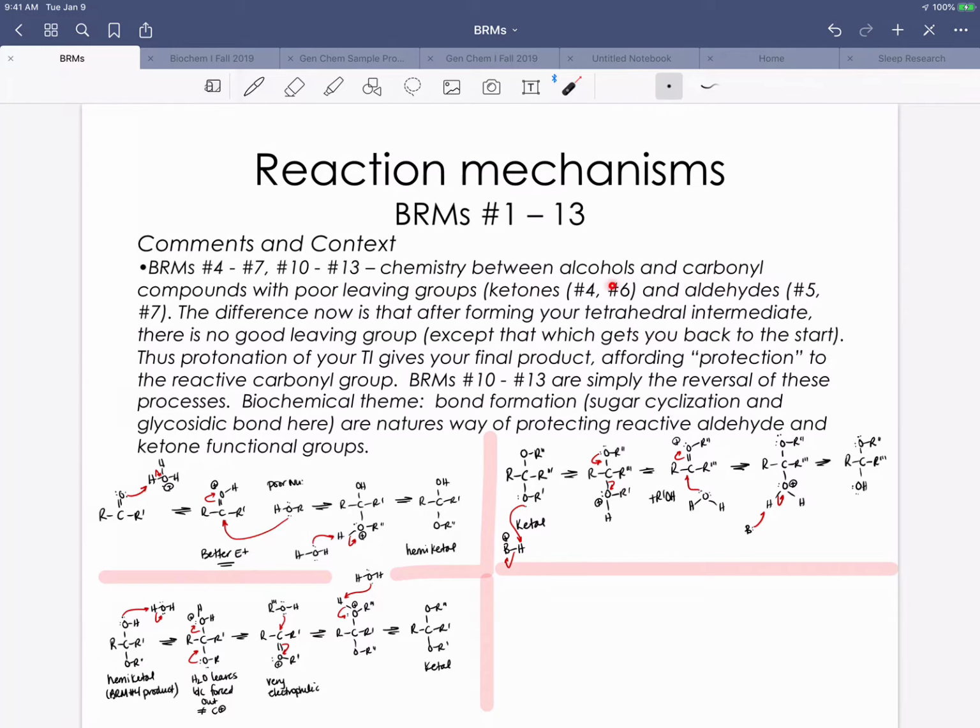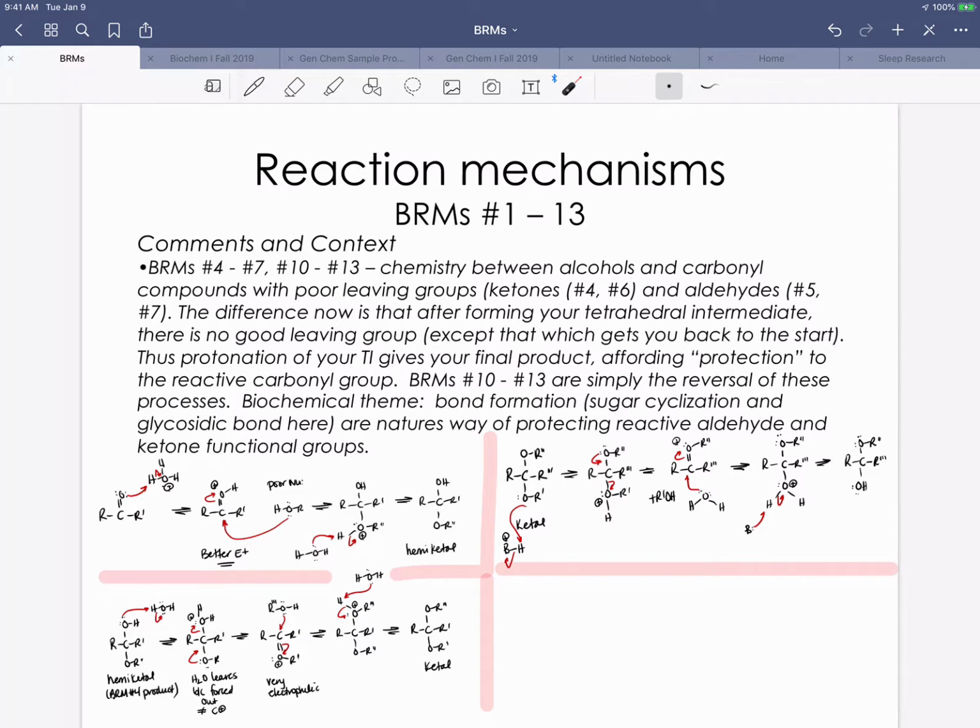They're chemistry between alcohols and carbonyl compounds, those that have poor leaving groups, like we see with ketones and aldehydes. So again, we're going to still form that tetrahedral intermediate, but in not having a good leaving group, we're basically going to only have the option to protonate and generate our final product. So the purpose of this was it allowed us to essentially protect our reactive carbonyl group. So reaction mechanisms 4 through 7 were really generating those protected intermediates to protect that functional group.